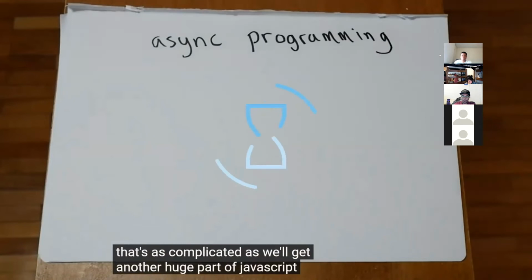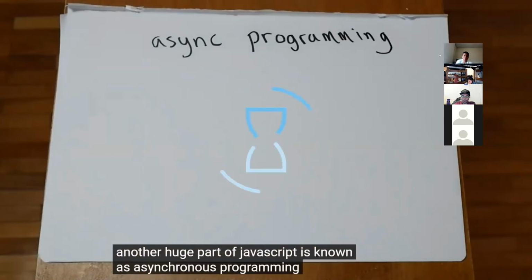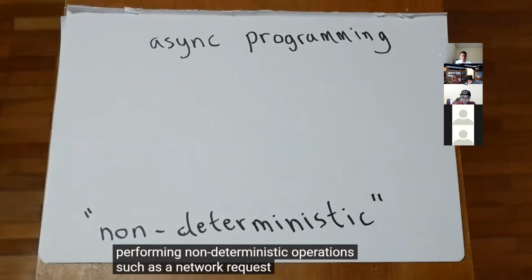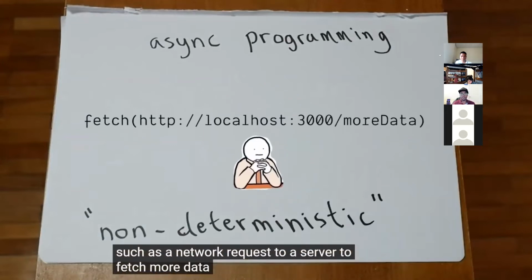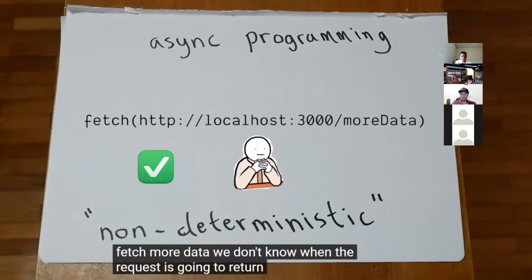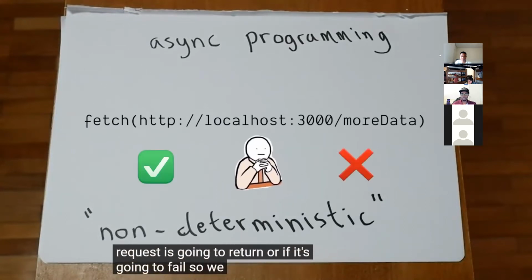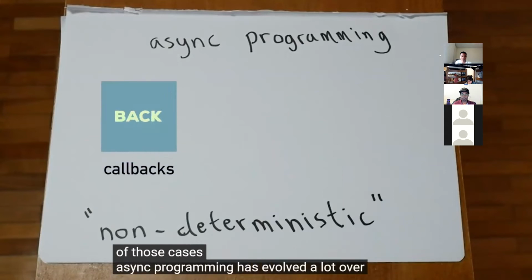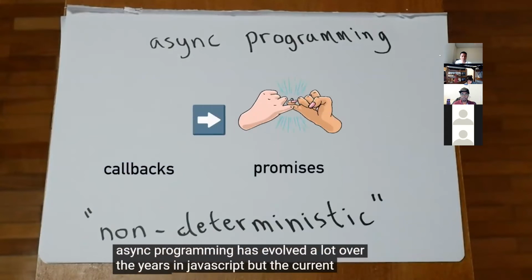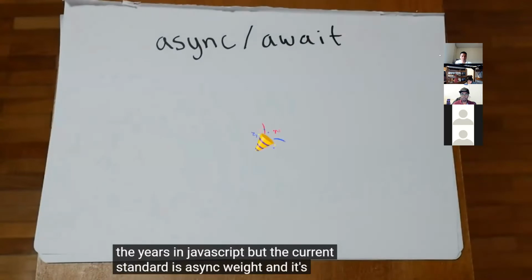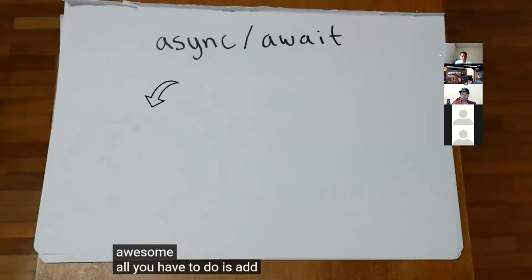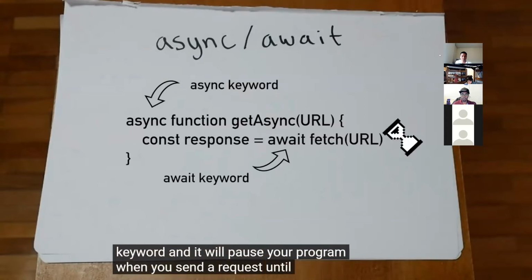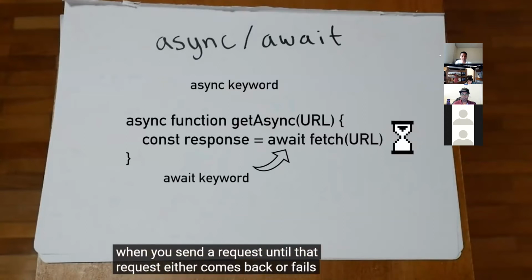Another huge part of JavaScript is known as asynchronous programming, or performing non-deterministic operations, such as a network request to a server to fetch more data. We don't know when the request is going to return or if it's going to fail, so we have to handle both of those cases. Async programming has evolved a lot over the years in JavaScript, but the current standard is async await, and it's awesome. All you have to do is add the await keyword, and it will pause your program when you send a request until that request either comes back or fails.